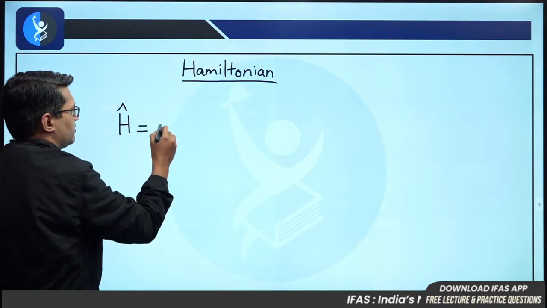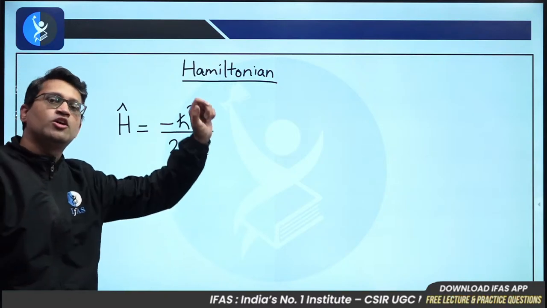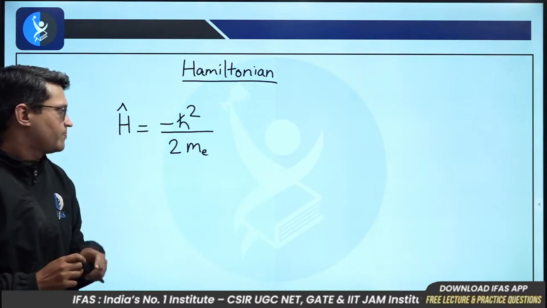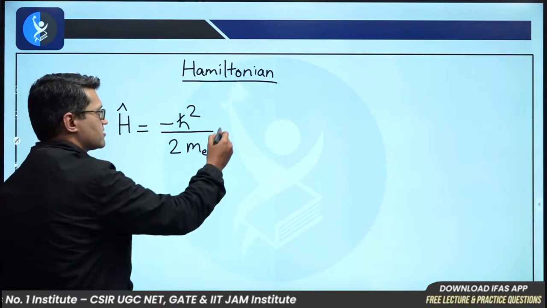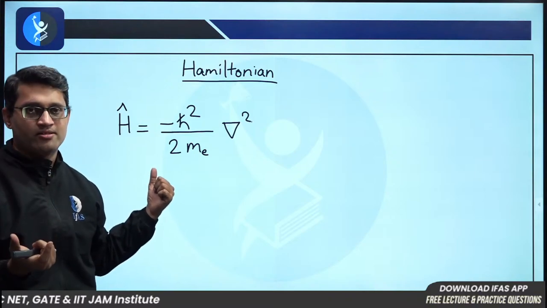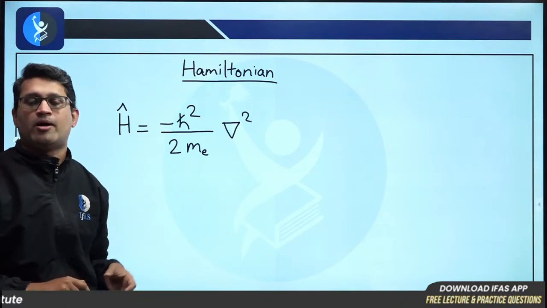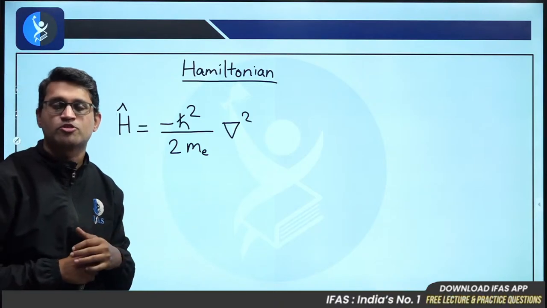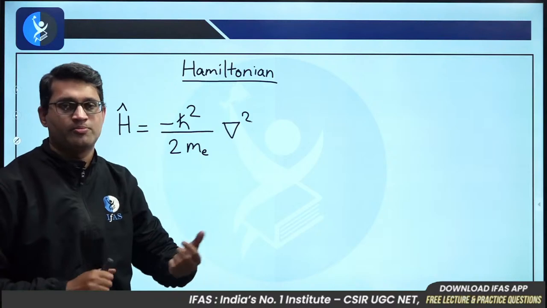So Hamiltonian H is given by minus h cross square upon 2 times the mass of electron. Okay, this is the mass of an electron, not the nucleus, because the nucleus can almost be assumed to be stationary. Electrons are very fast moving particles. Because this is the kinetic energy operator and the nucleus is stationary, the nuclear part of the Hamiltonian can be ignored. I'll repeat this again: the nuclear part of the Hamiltonian can be ignored as the nucleus is almost stationary with respect to the electron, because the electrons move very fast and the nucleus has a very large mass as compared to the electrons.